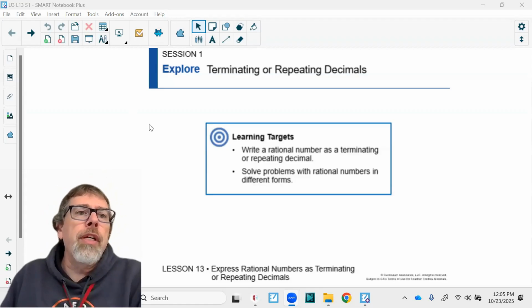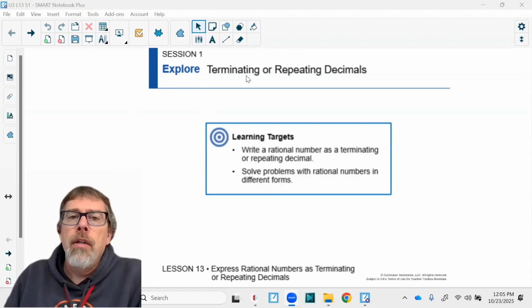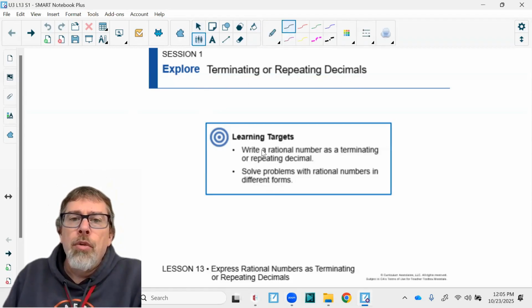This is Unit 3, Lesson 13, Session 1, Terminating or Repeating Decimals. Write a rational number as a terminating or repeating decimal, and we'll be solving problems with rational numbers in different forms. So let's take a look.